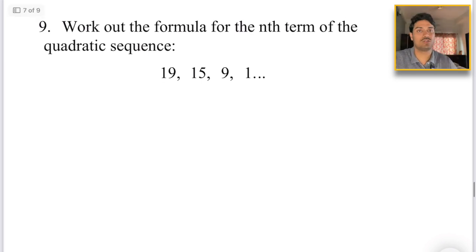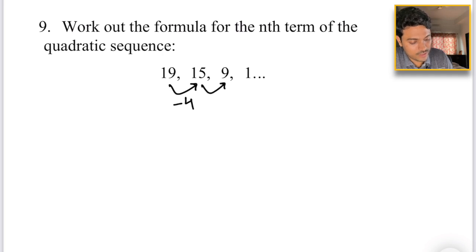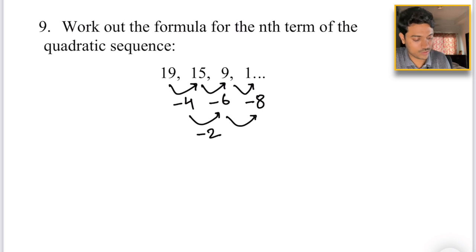Consider this as the last question, and we can wind it up. I hope this is helpful. 19 to 15, so it's decreasing by -4. 15 to 9, it is decreasing by -6. 9 to 1, it is decreasing by -8. Then -4 to -6, it is decreasing by -2. -6 to -8, it is decreasing by -2 once again.